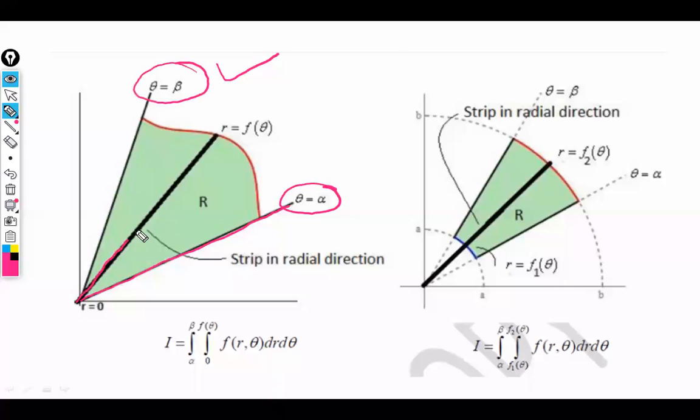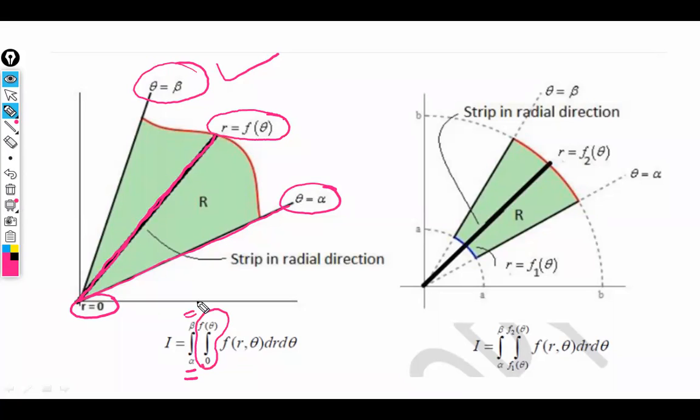This is the position of a strip. This is one random position of a strip in the region. The region starts with the origin, so r is equal to 0. The region ends at the curve r equal to f(theta). So the limits of r go from 0 to f(theta), and the limits of theta are outside, and they are always constants.